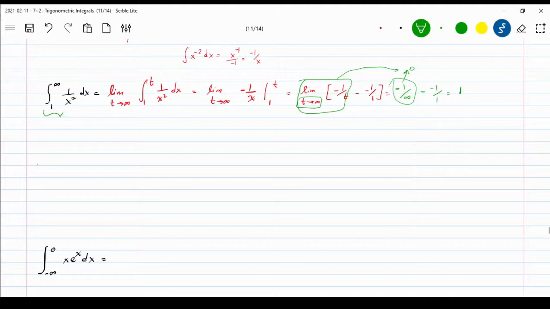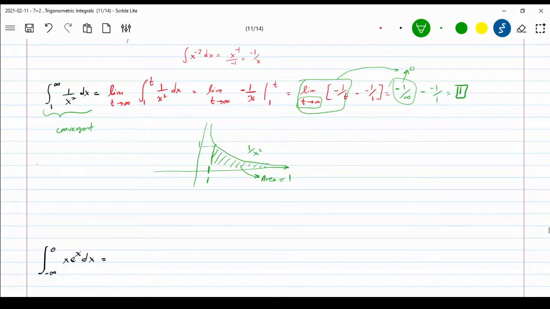So what can I say about this integral? It is convergent. And I found the integral's value must be 1. That means if you draw the graph of 1 over x squared, here's how it looks. You want to calculate the integral from 1, so 1 is somewhere here, and the y value is 1 also. You want to calculate this area. It turns out that this area is exactly 1. That integral represents this area.